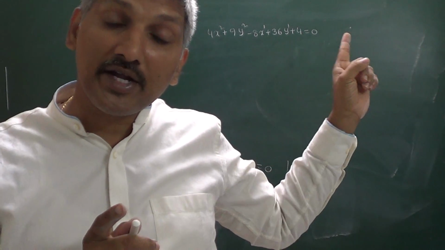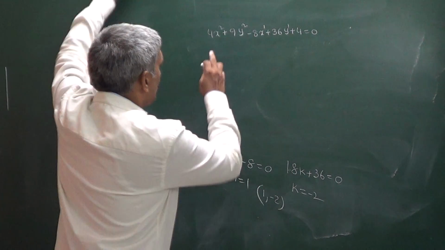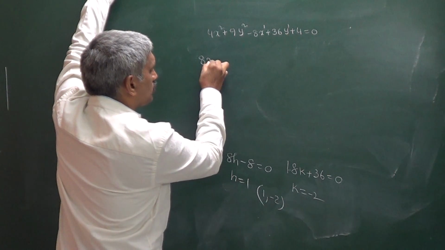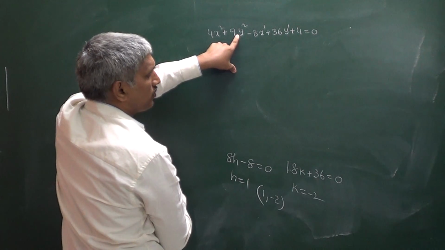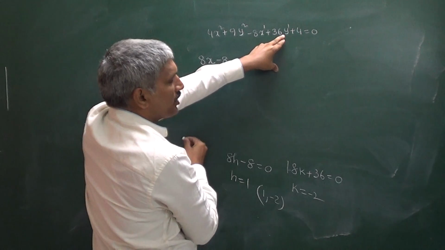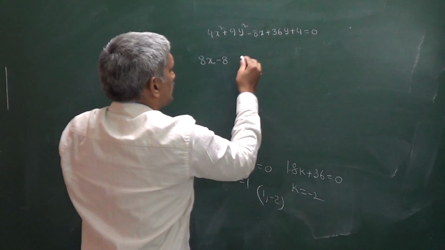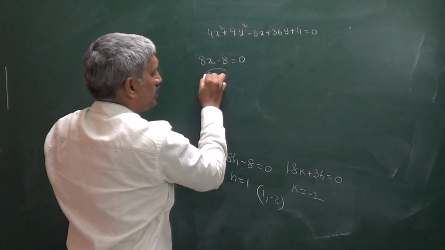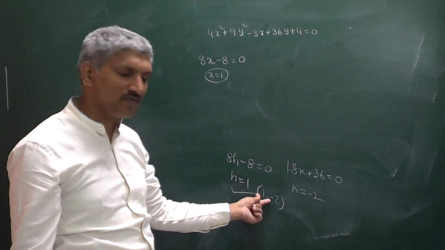Differentiate this one by considering y as a constant. 4 into x square differentiation is 2x, so that's 8x. It's a constant, differentiation 0. Now its differentiation is minus 8. It is a constant, differentiation 0. That's why 8x minus 8 is equal to 0. We got the value of x is equal to 1. Here also we got 1.